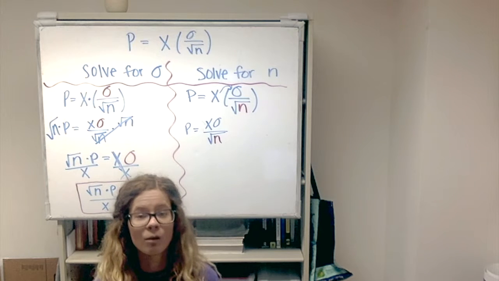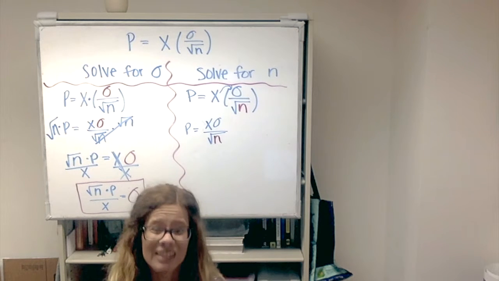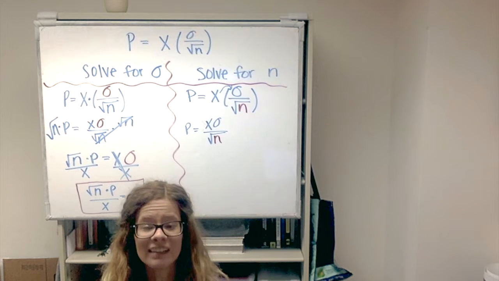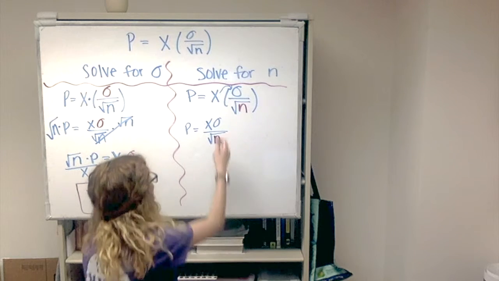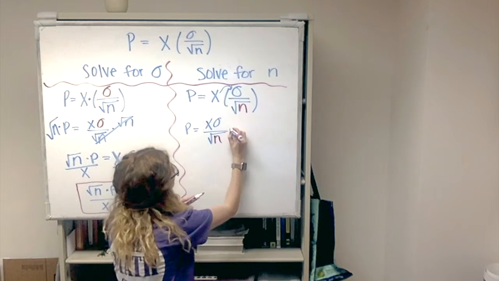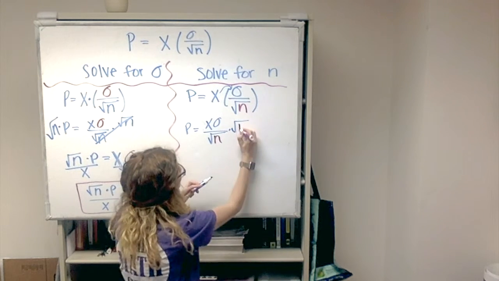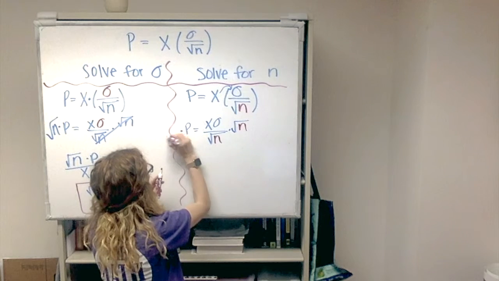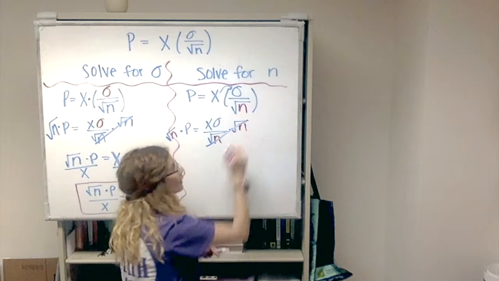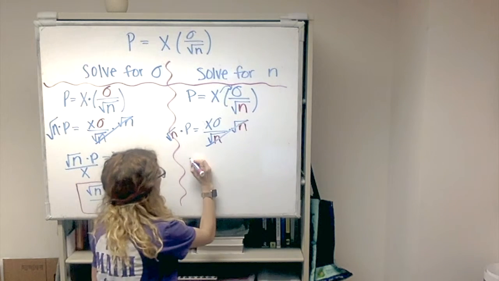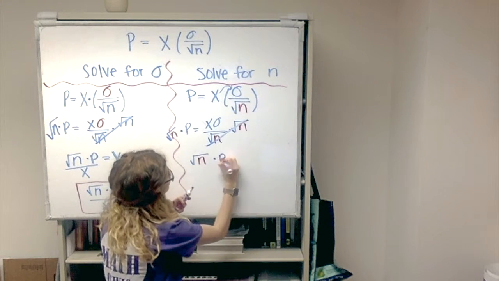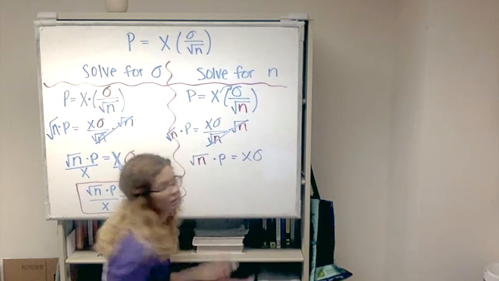Okay. We want that n by itself, but it's in the denominator. We cannot solve it when it's in the denominator, so we need to get it out of the denominator. And to do that, we're going to multiply. So we have this divided by square root n, so we're going to multiply both sides by the square root of n. We're getting that out of the denominator. We want it gone away. And notice how I'm writing my times square root n in the numerator, not the denominator. So now I have the square root of n times p equals x sigma.